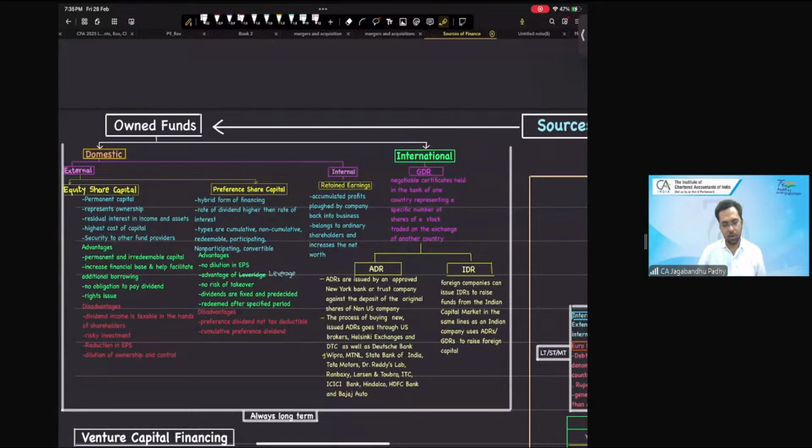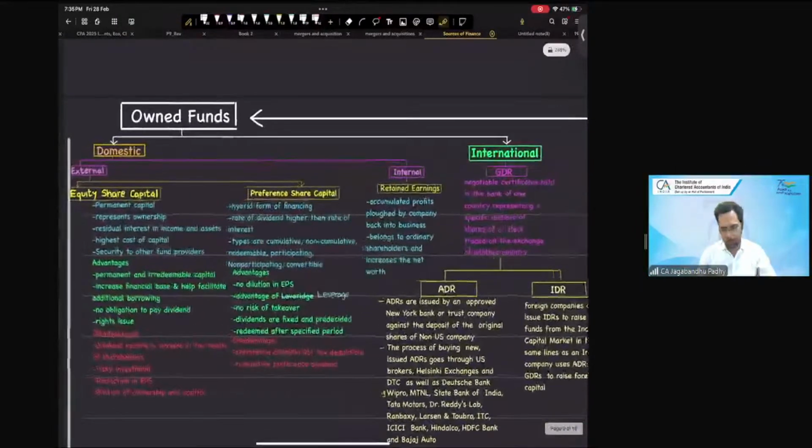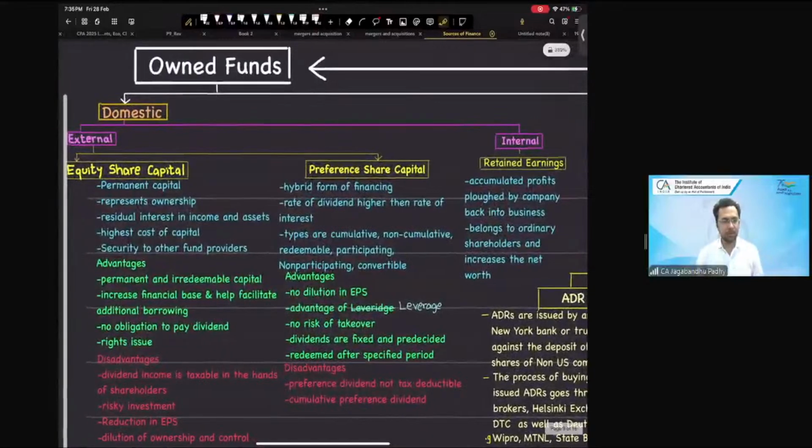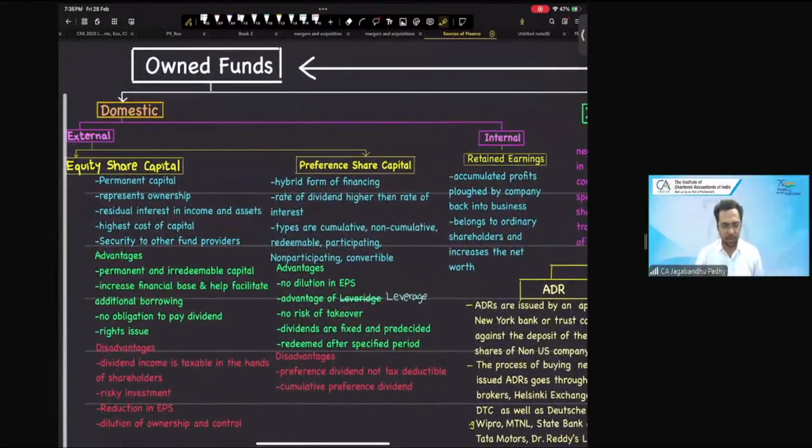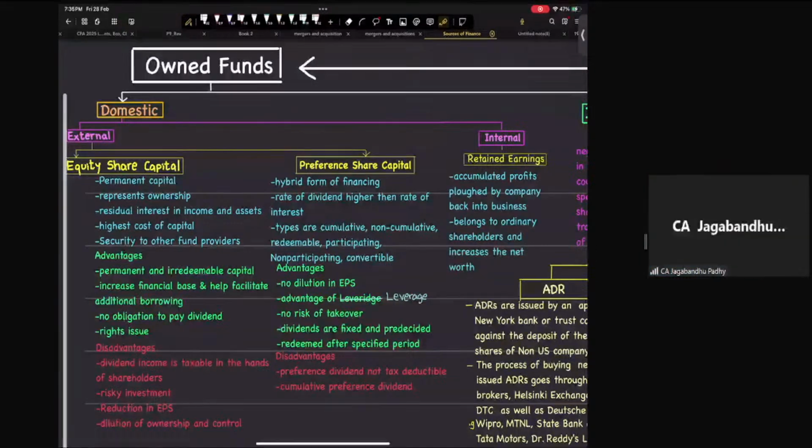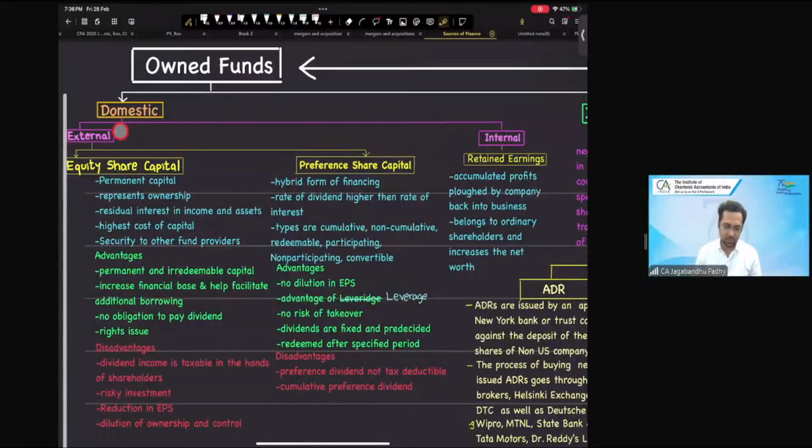Domestic and international. Now, under the domestic category of owned funds, we can say there is external and internal. So external sources and internal sources. So owned funds, domestic, external sources. The first category that we have is equity share capital.